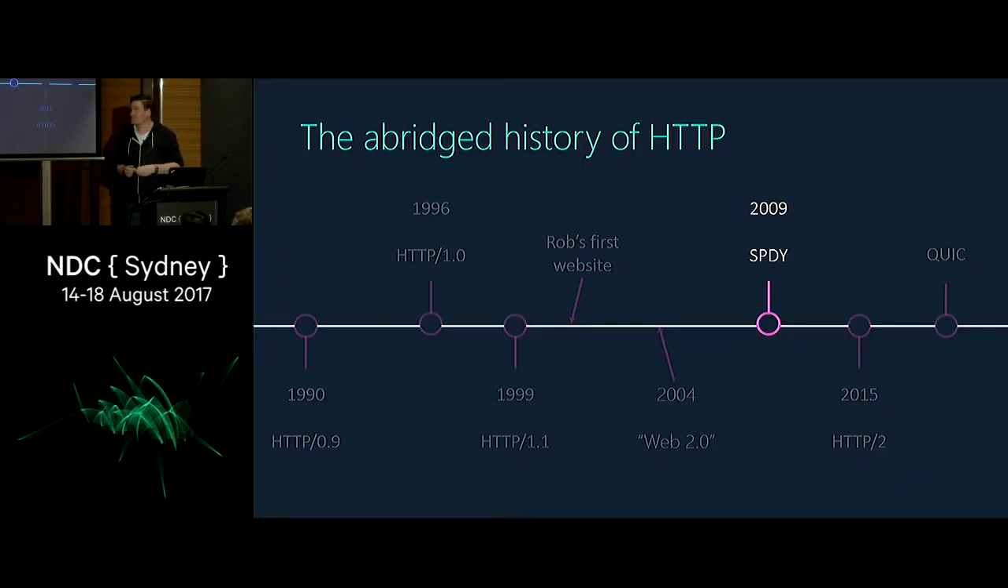So fast forward then to 2009, and a number of researchers at SPDY then were saying, okay, well, how can we actually allow web developers to remove these sort of band-aids that we've been doing? And they started looking at, well, what would we really want to do if we were to build a new version of HTTP? What features would we look to introduce?